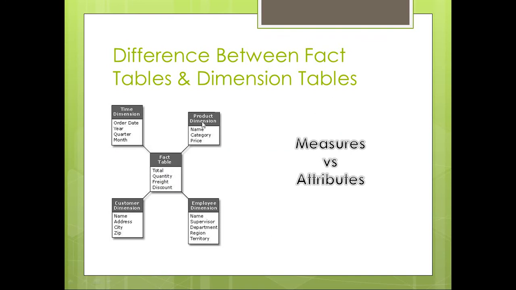Dimension tables contain attributes like name, category, and price. This is because dimensions are property based. Another example is the time dimension that I showed over here, which has different attributes like order date, year, quarter, and month. The customer dimension has name, address, city, and zip code. The employee dimension has name, supervisor, department, region, and territory.